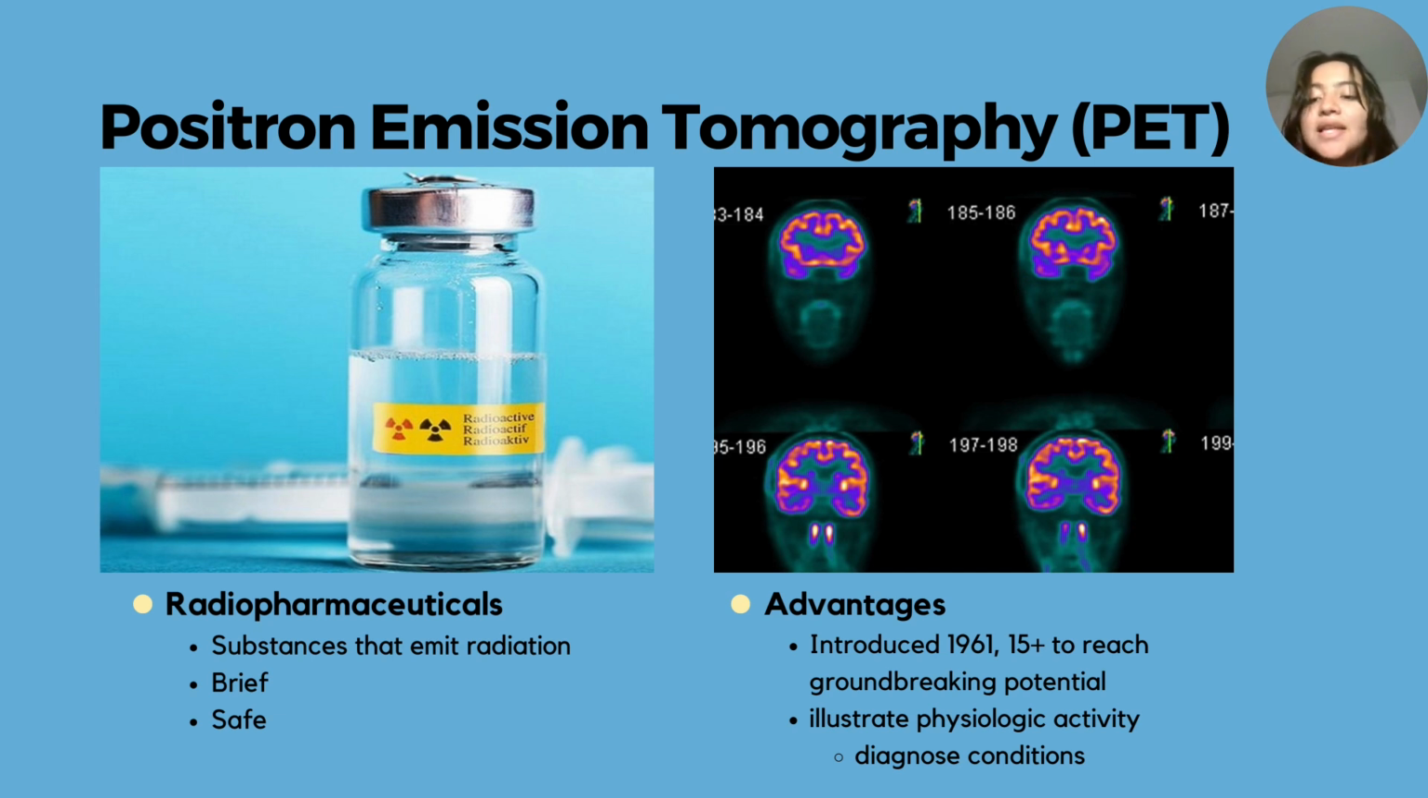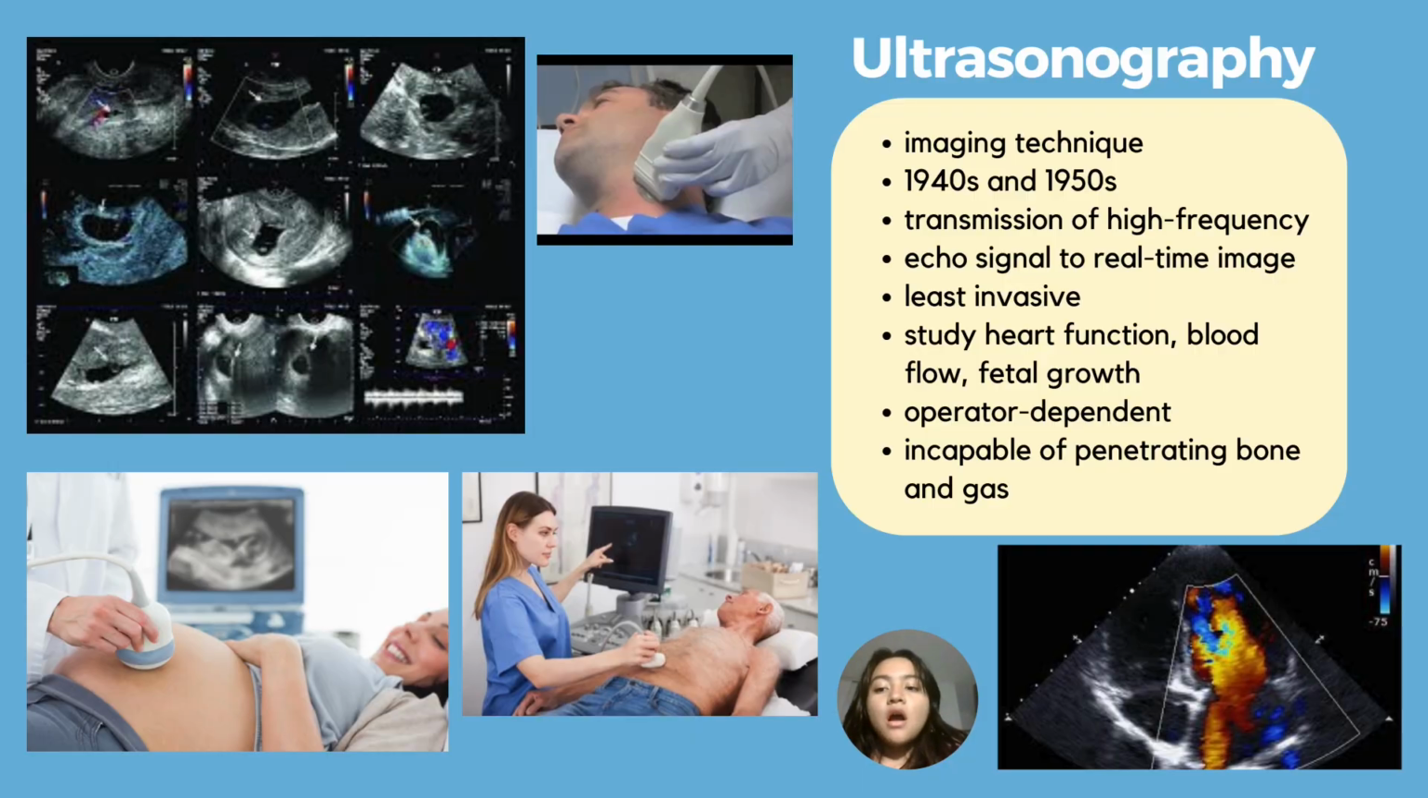The advantage of PET scans is that they illustrate the physiological activity of the organs. It is widely used to diagnose multiple conditions. Ultrasonography is another type of imaging technique. It was first developed in the 1940s and 1950s.